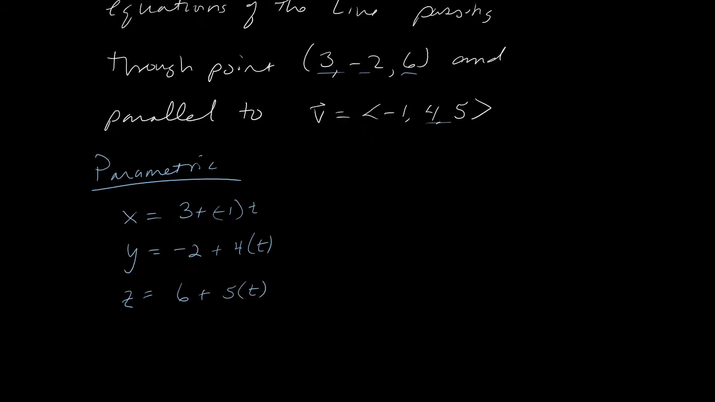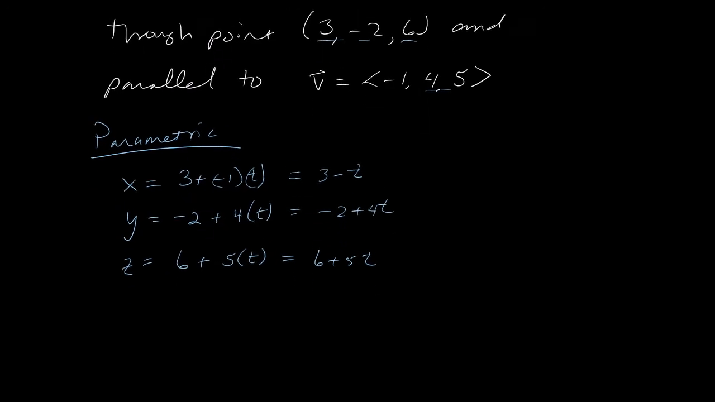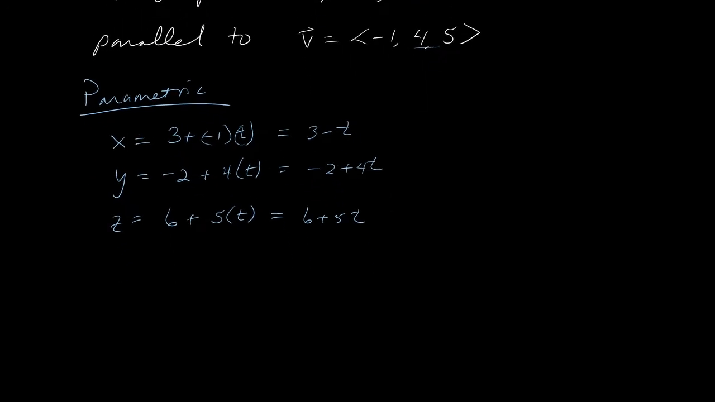Okay, so there are our parametric equations. Just to clear that up, 3 minus t, negative 2 plus 4t, and 6 plus 5t. If you need to find a point on this line, an x, y, z point, we can find that by choosing a t, plugging that t into each of these, getting the x, y, and z values for another point on the line.